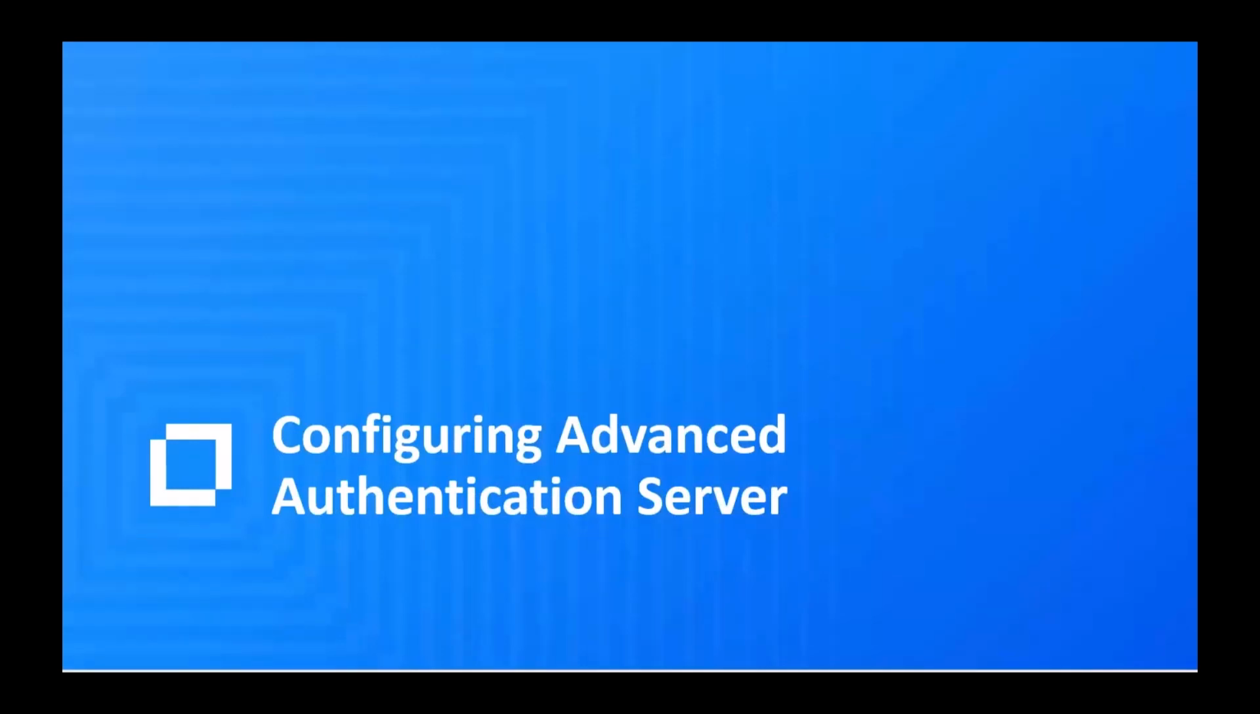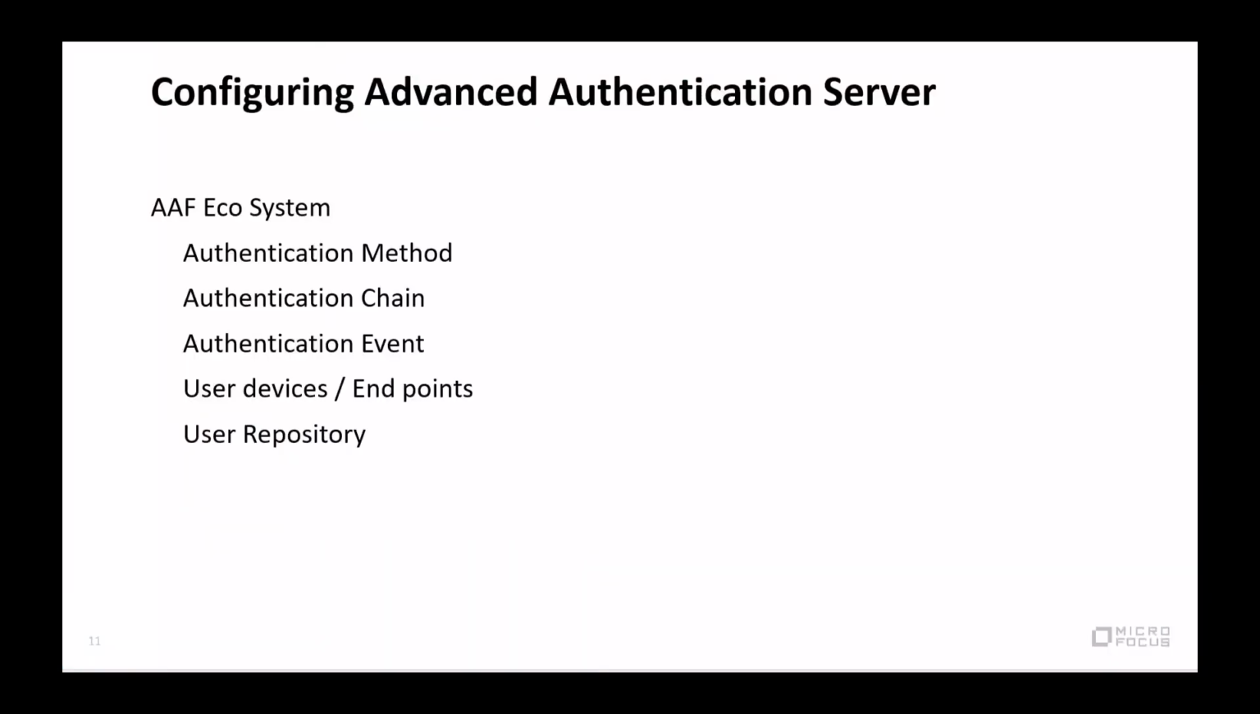Next, we will talk about how we configure the advanced authentication server first. There are two steps in configuring advanced authentication in ZENworks. In step 1, we configure the advanced authentication server itself. In step 2, we configure the details of the advanced authentication server in ZENworks Control Center. Before we configure the advanced authentication server, let me brief you about a few of the terminologies used in the advanced authentication server.